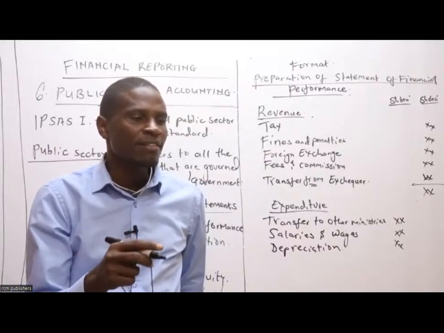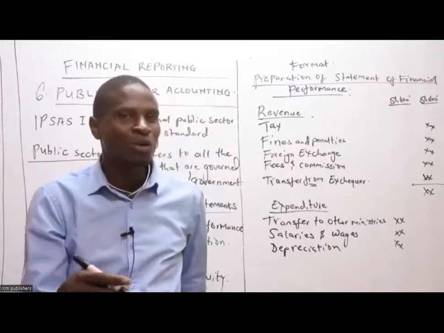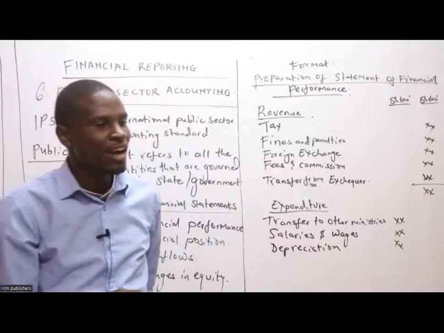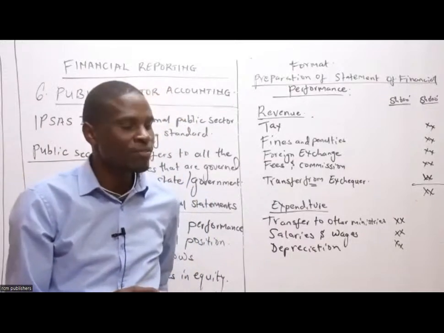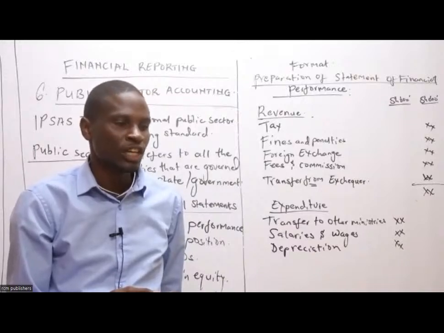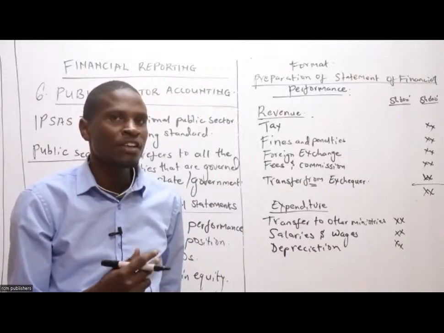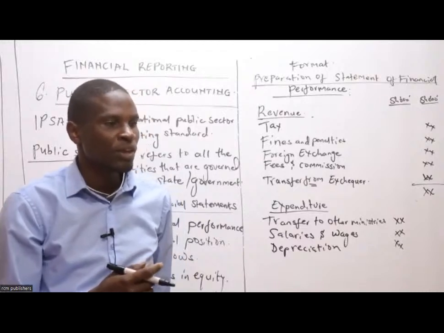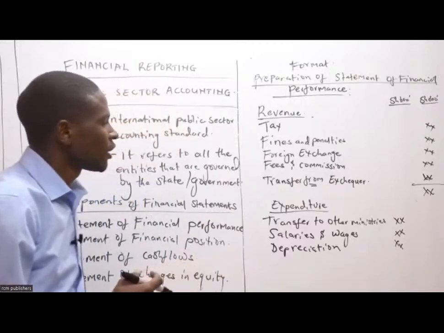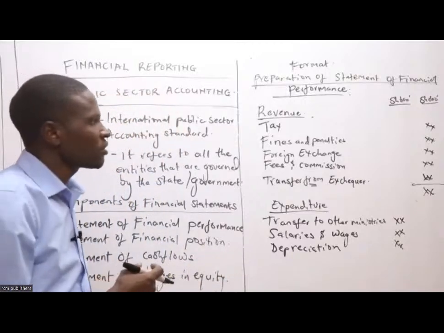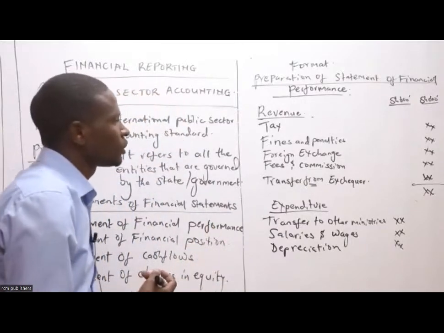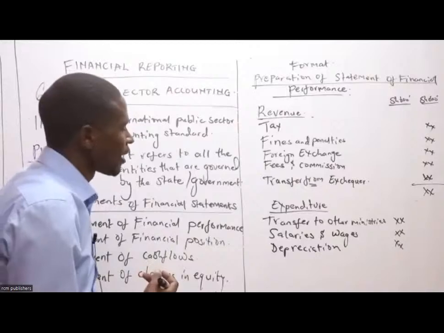It is governed by the government or the state. Therefore, they don't require shareholders. Therefore, we don't have ordinary share capital here. When we are financing these, we finance using accumulated fund. So the balance sheet under the finance by, we shall not have the ordinary share capital as usual, but we shall have accumulated fund.